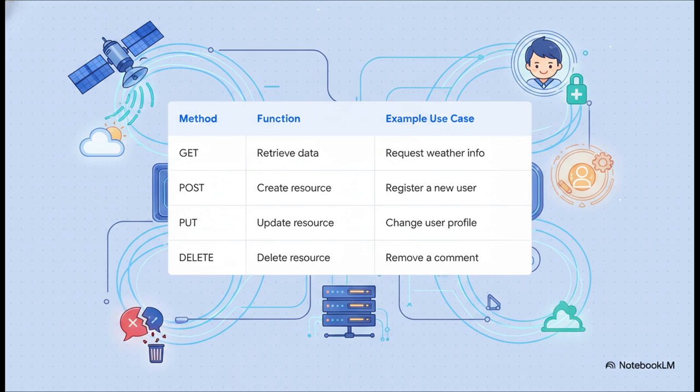Okay, this is where it gets interesting. This table shows you the core verbs of API communication, the standard HTTP methods. A GET request fetches data, like asking for the weather. POST creates something new, like a user account. PUT updates existing data. And DELETE, well, that one's pretty self-explanatory. These four actions form the foundation of most API interactions.